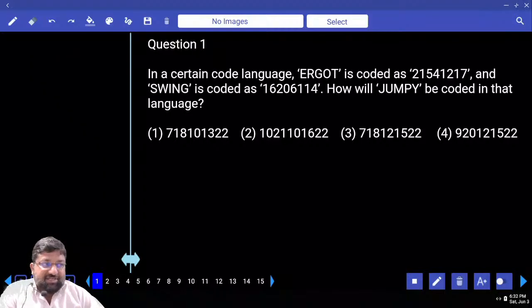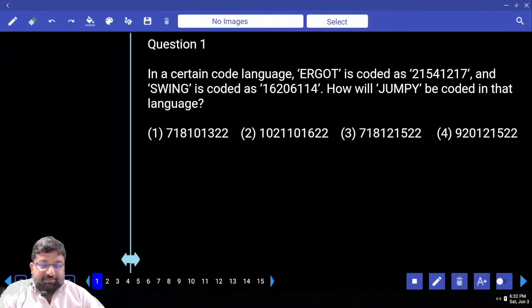This is SSC CGL Tier 1 model test number 53. Let's try to solve the questions from the reasoning part. Look at the first question. This is based on coding and decoding. He says in a certain code language ERGOT is coded as some digits, and SWING is coded as some digits. Now how will JUMPY be coded in that language?